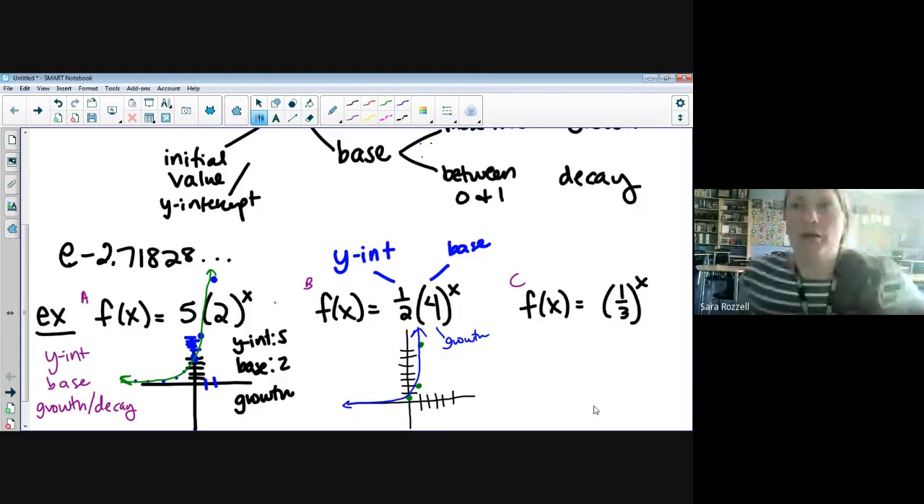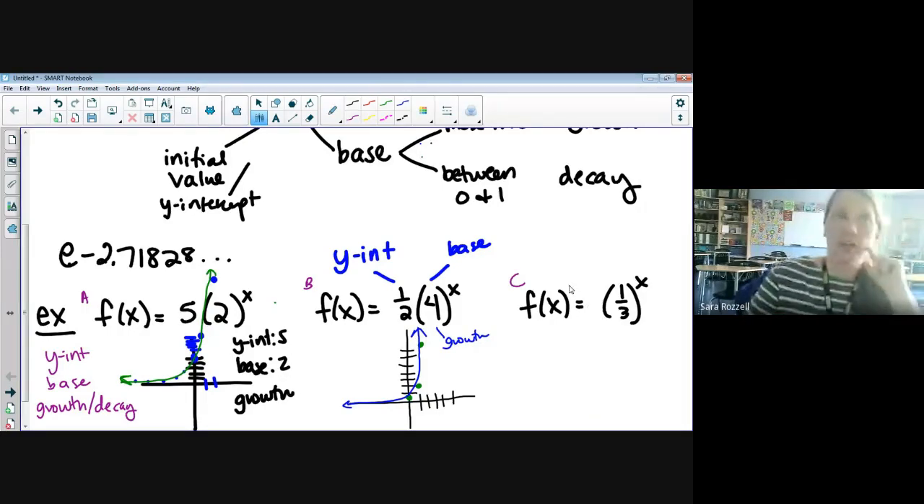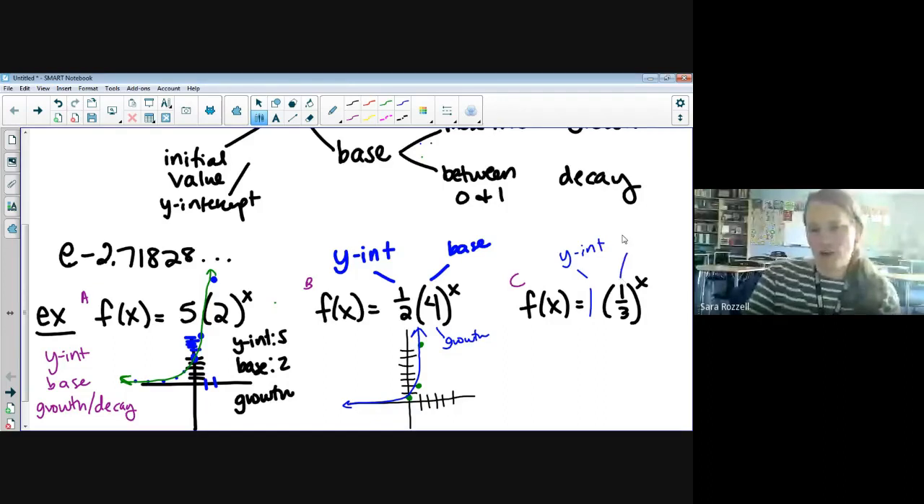Good job for everyone that's been typing that in. Remember, if you don't have a number in the front, just like with our geometric sequences, we have to insert a 1, and then we can talk about y-intercept, and we'll move on to growth and decay. So our 1, that is our y-intercept. Our 1/3 is our base. So we're taking our numbers and cutting them into thirds.